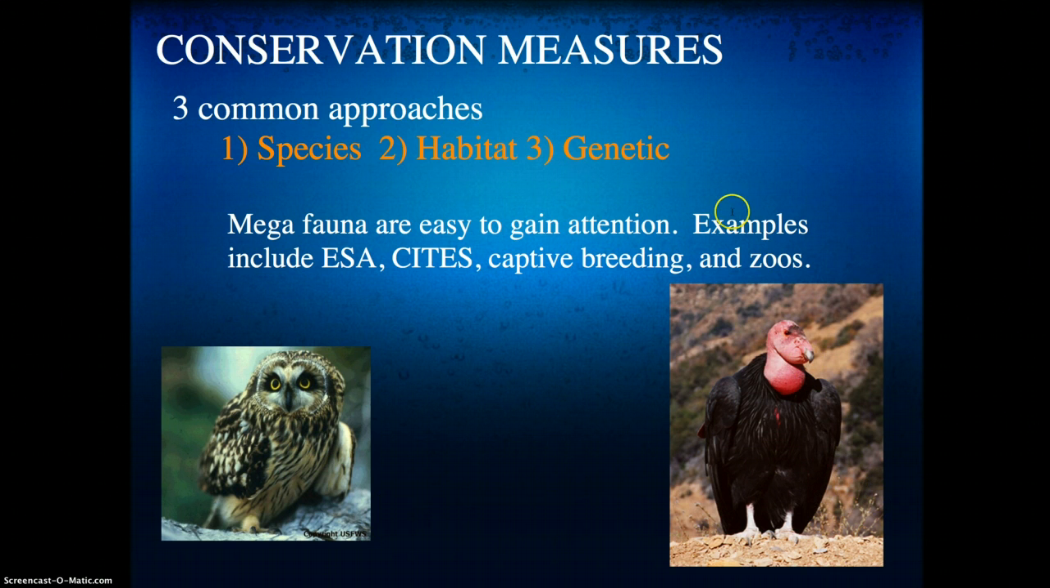And so examples of conservation measures that have used the species approach include the Endangered Species Act, even that international governmental group that formed CITES for banning the trade of endangered species across international borders, either for food or others. And then captive breeding programs like the California condors, where they gathered all the remaining survivors and used them to breed.